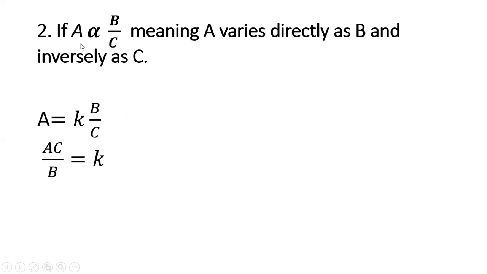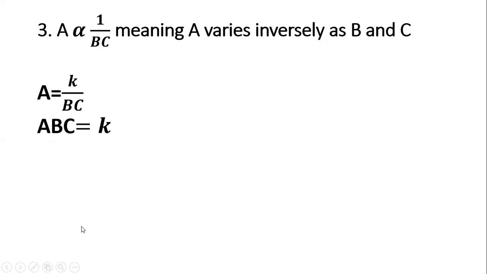Now, the second one is one direct and one inverse. So here A varies inversely as C and directly as B. So A varies directly as B and inversely as C. So that's one direct and one inverse. Bringing in the constant, A equals K B divided by C. So making K the subject of the formula, AC divided by B equals K.